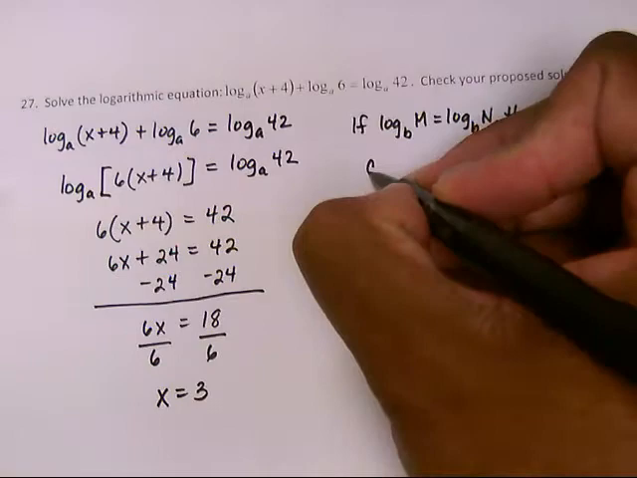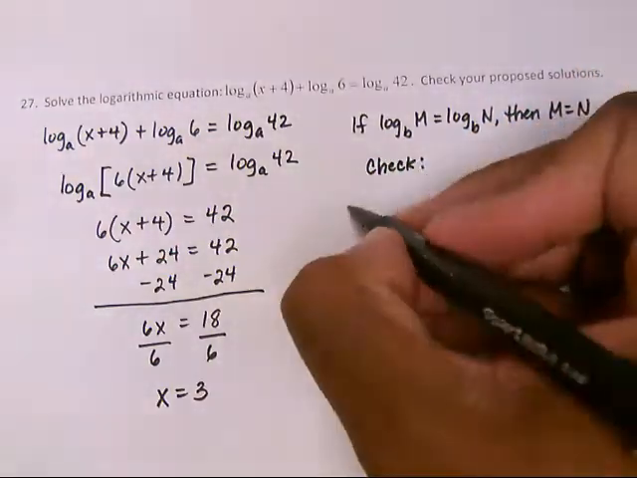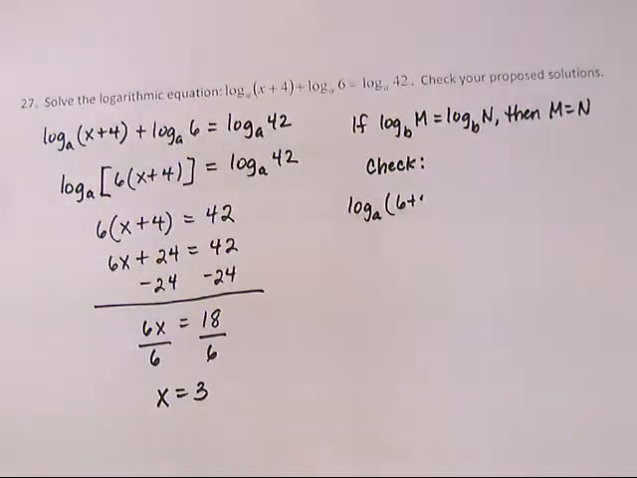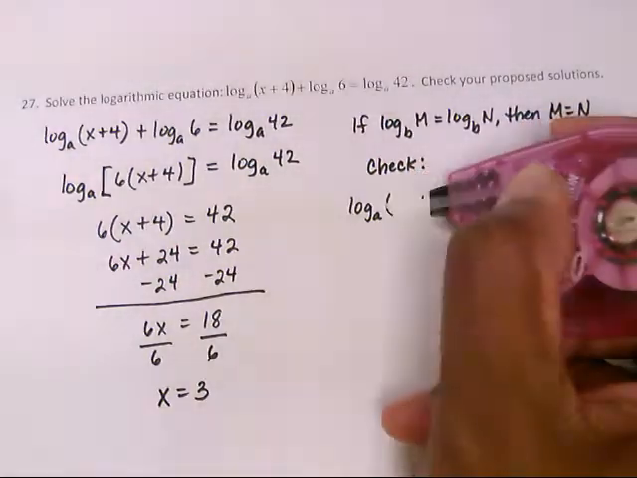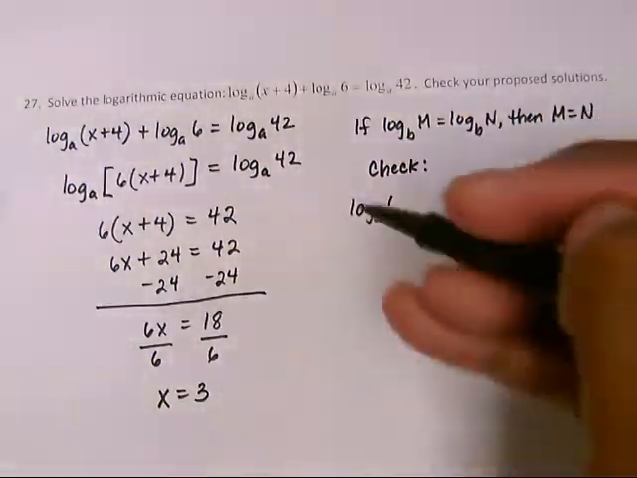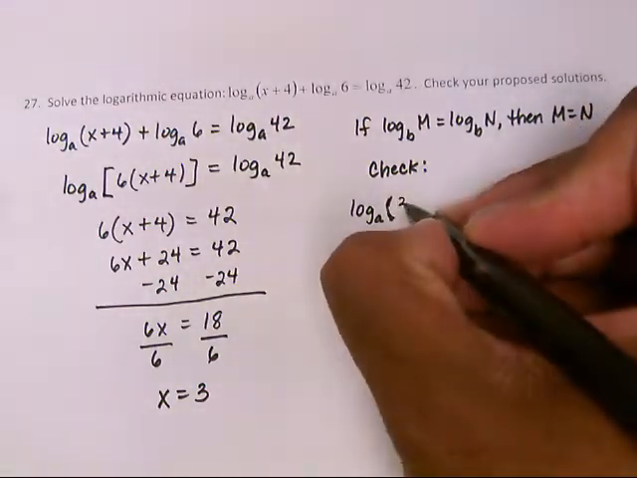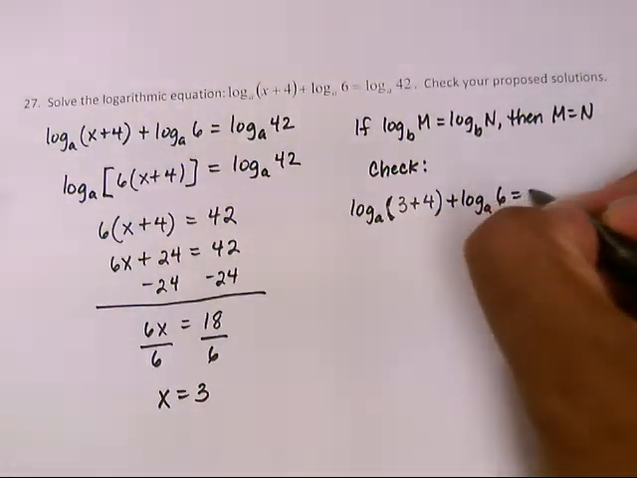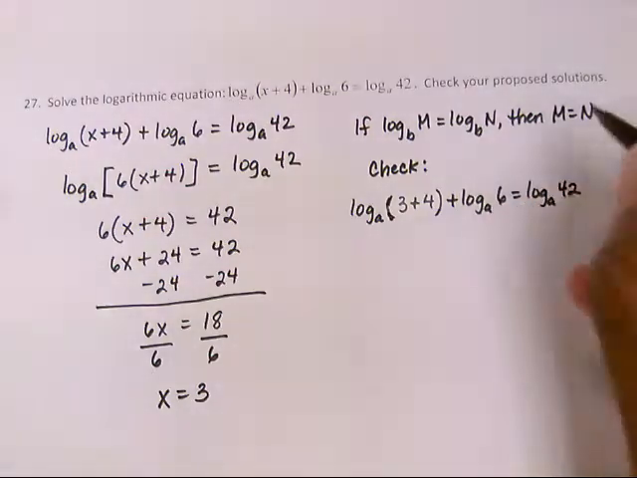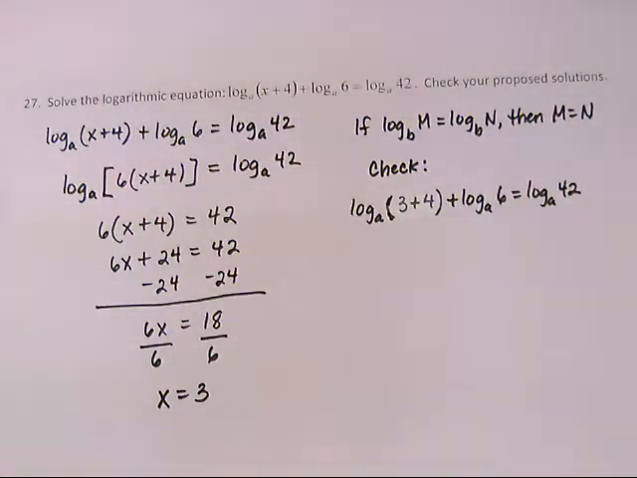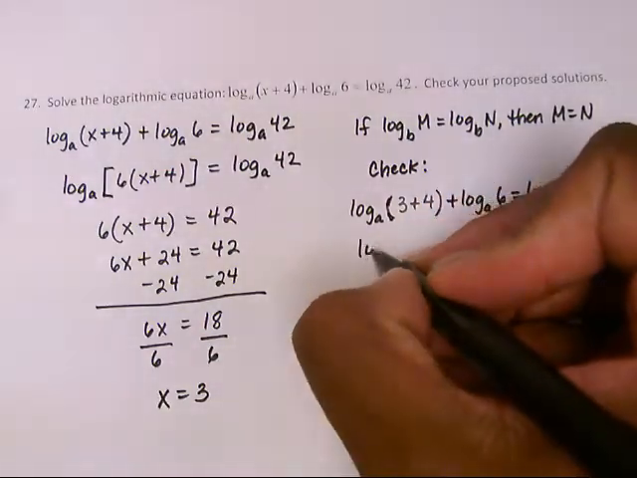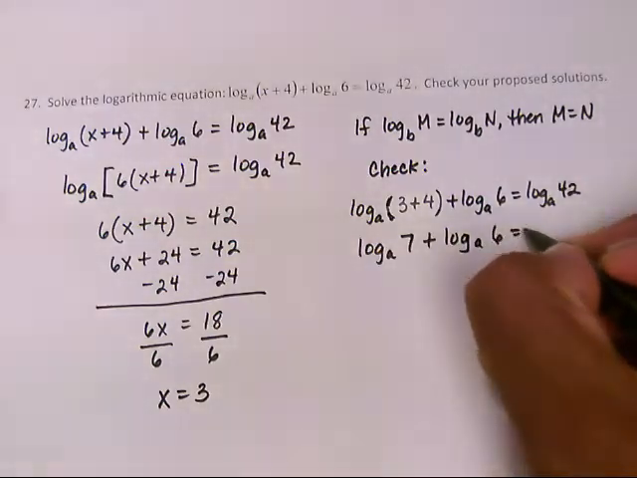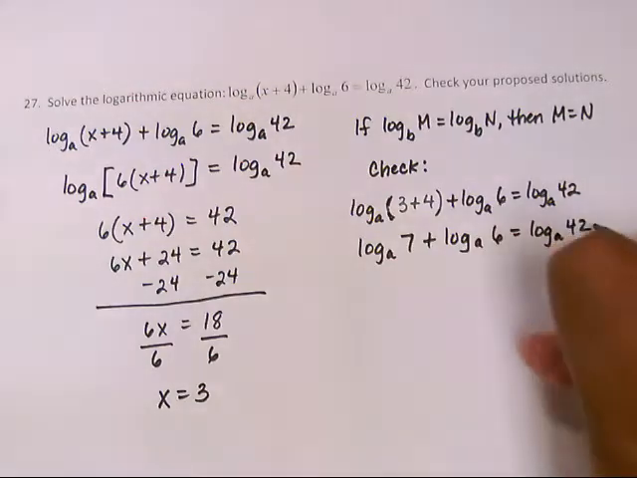But of course I have to do the check by replacing the x with 3, because x is equal to 3. So I have log to the base a of 3 plus 4 plus log to the base a of 6 equals log to the base a of 42. Now 3 plus 4 is 7, so log to the base a of 7 plus log to the base a of 6 is equal to log to the base a of 42.